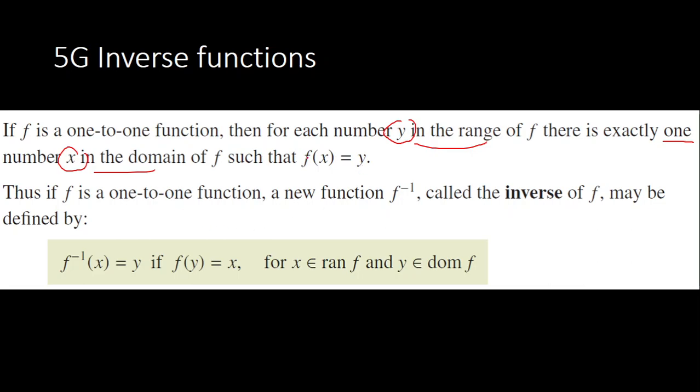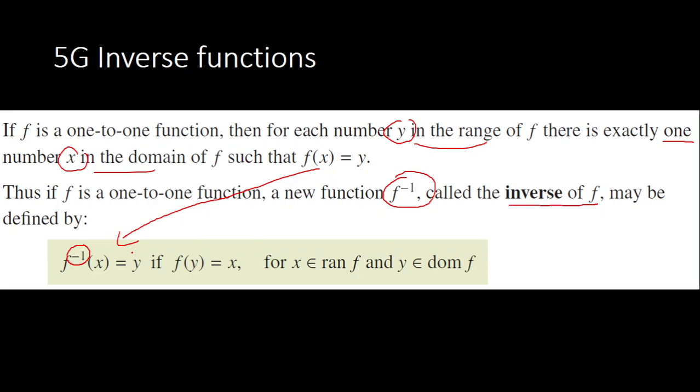Once you know that the function is one-to-one, then we can define an inverse function, the inverse of f. The notation is f to the power of -1, but it's not a power function, it's just the notation for the inverse. And as we define f of x equals y, to define the inverse, all we need to do is change the function to the inverse function.